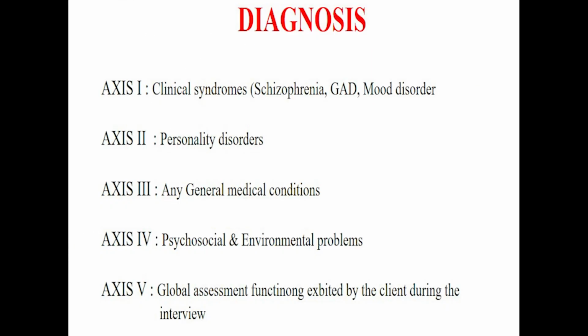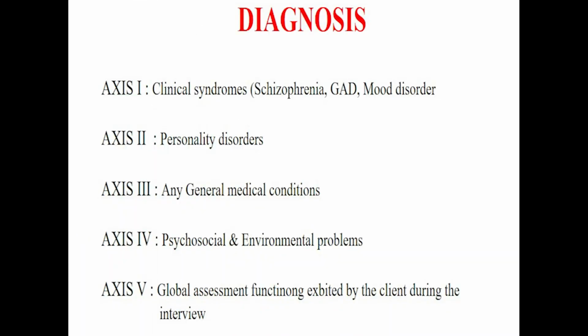See, the Diagnostic and Statistical Manual has axis 1, 2, 3, 4, 5. Axis 1 is clinical syndromes: schizophrenia, generalized anxiety disorder, mood disorder, adjustment disorder, neurotic disorder, everything comes under axis 1. All the symptoms whose criteria are met, according to the criteria you put in axis 1. If it is a personality disorder, put it in axis 2. Any medical condition based psychological problem, axis 3. Psychosocial environmental problems, axis 4. If you have a low global assessment of functioning, that is axis number 5.